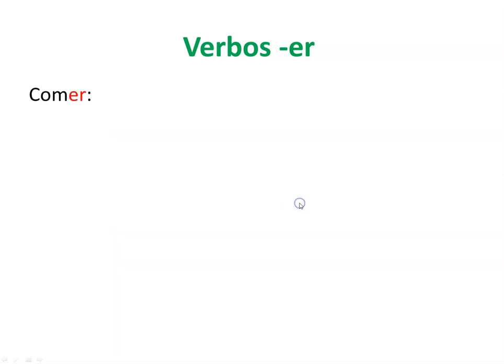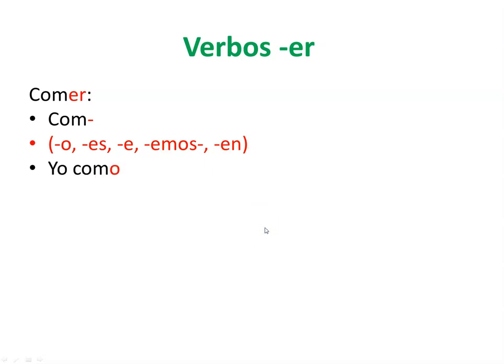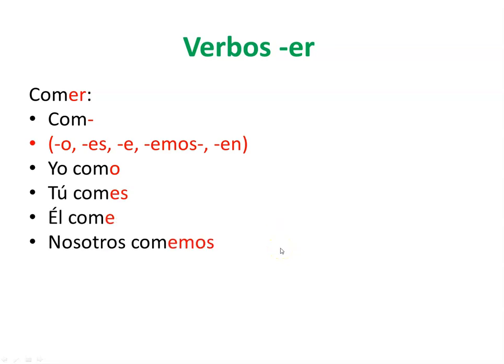Let's focus on one, my favorite one, which is comer. Okay, remember we drop the ending and then we add the ending that we need according to the person. Okay, so let's see what happens. Por ejemplo, yo como, tú comes, él come, nosotros comemos, ustedes comen y ellos comen.